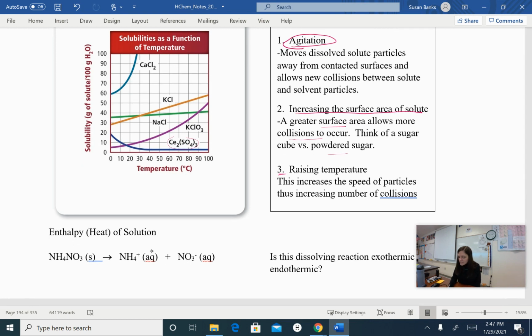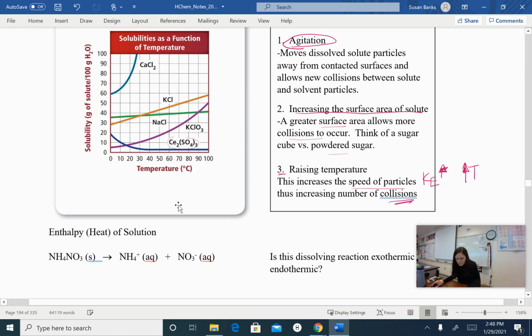This increases the speed. Remember, temperature is a measure of kinetic energy. So if the kinetic energy is going up, that means the temperature of that solution is also going up. So that means the molecules are moving faster. If the molecules are moving faster, that also increases the number of collisions, which also increases the solubility. Okay? So here we go.